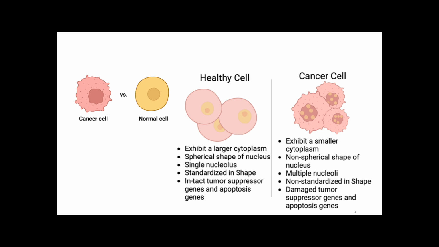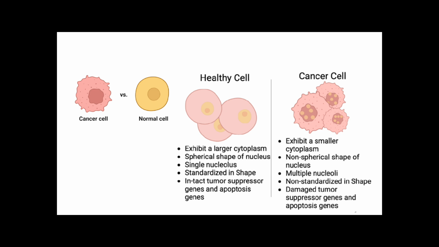When we consider cancer cells, they exhibit a smaller cytoplasm because these cancer cells are immature cells, so the nucleus is immature. It is larger, right? So the cytoplasm content is low. The nucleus is non-spherical in shape because during cancer formation, the nuclear membrane is defective. So actually we cannot see a spherical shape, right?